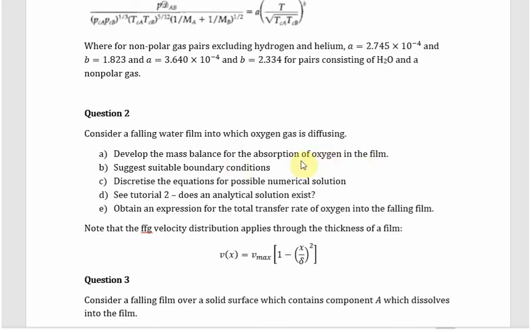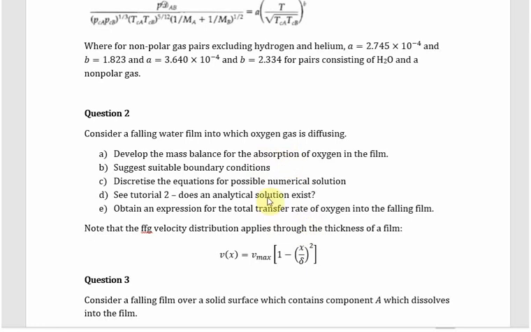So for the absorption of oxygen into the film, we want the mass balance that describes the oxygen concentration through the film. Then, of course, once we have the mass balance, to be able to solve it, we need to specify boundary conditions. Once we have that, it's a complete set, and we can think about discretizing the equations, or we can even think about finding analytical solutions. And then once we have that, we can estimate the total transfer rate.